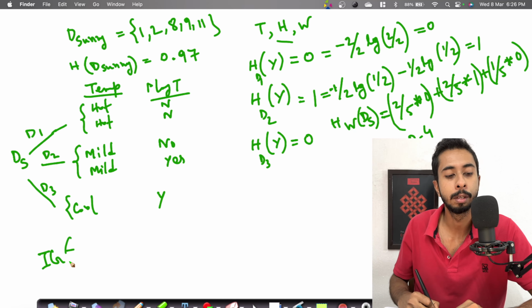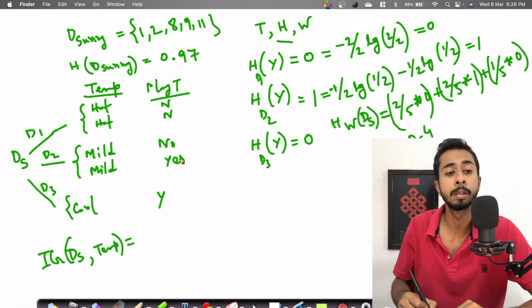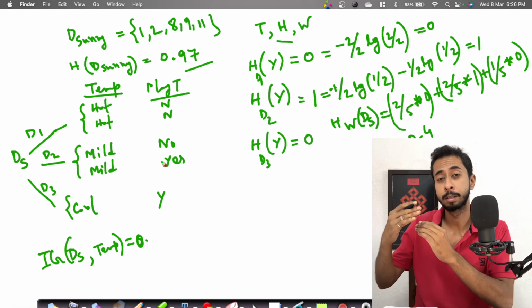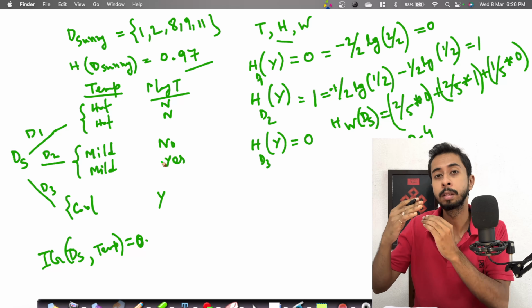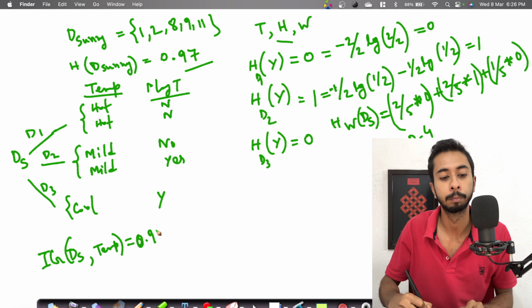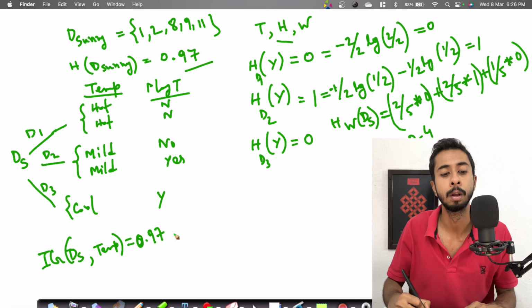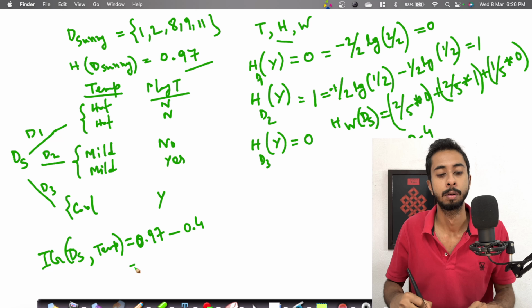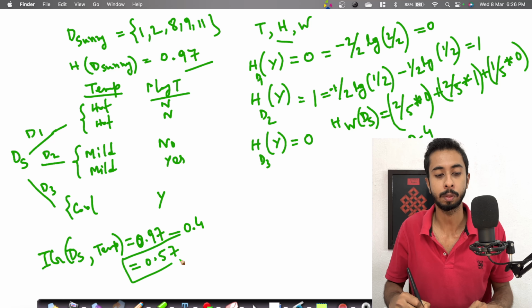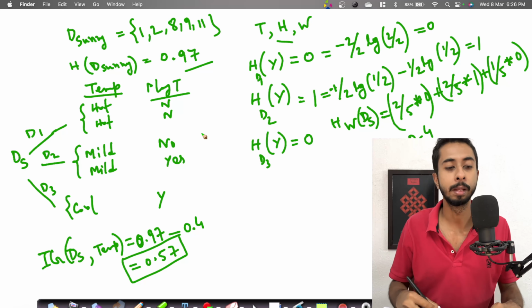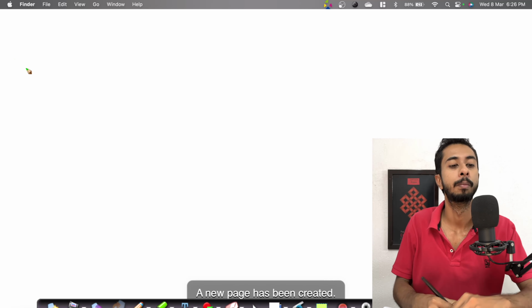So IG of D sunny on temperature, right? This is done on temperature, so I'll just write temperature equals to, what is the previous entropy? What is the old entropy? It is 0.97. So without dividing the sunny data set, what is my entropy? It is 0.97. And after dividing the sunny data set, what is the entropy? This is 0.4. So what is the value? It will be 0.57. Mark it.